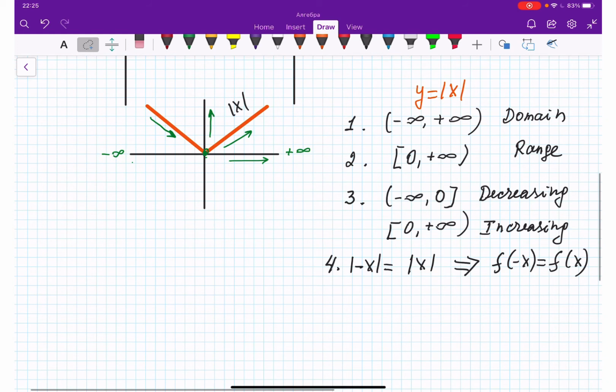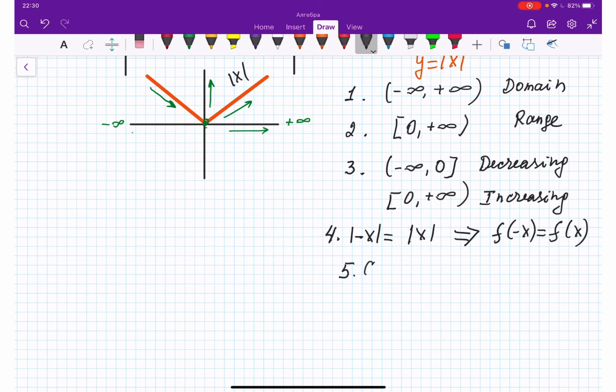Okay, number 5, the function is continuous, right? And it's continuous on the interval from negative infinity to positive infinity, right? And why is it continuous? Because there is no interruption on this graph, right?